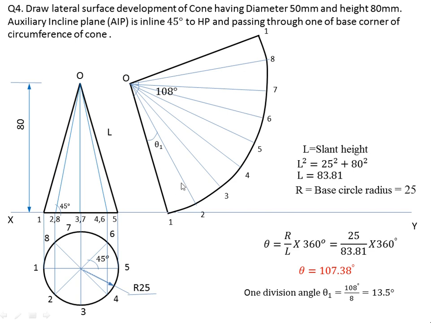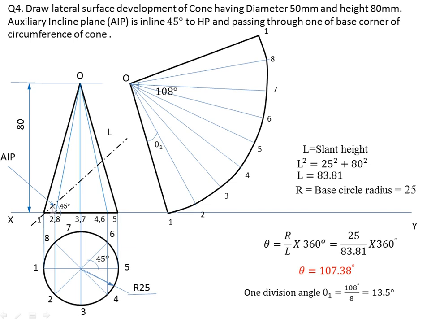Now this development of cone is completed, but we have to solve the cut section. So we have to draw the auxiliary inclined plane. This auxiliary inclined plane is at 45 degree to HP and passing through one of the base corners. So from this we will cut here like this. This is the auxiliary inclined plane, the cutting plane.